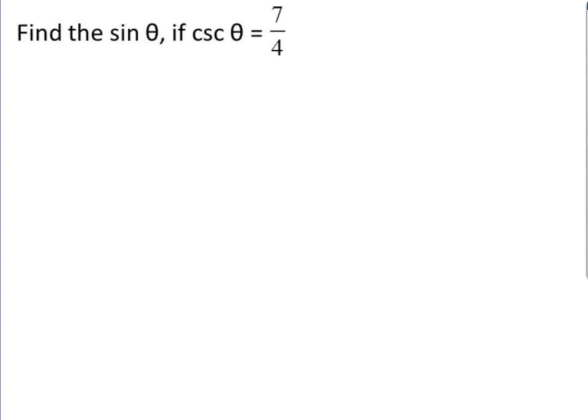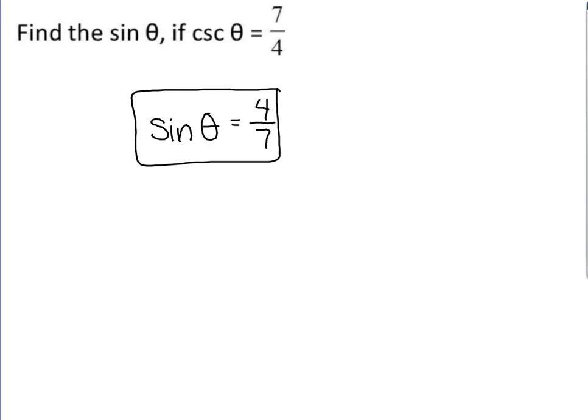So for this example, we need to find the sine of theta if we know the cosecant of theta. Remember, the sine is the reciprocal of cosecant. So if you know the cosecant, to find the sine, you just find the reciprocal, which means you just take the fraction and flip it. So we end up with sine of theta is equal to 4 over 7.